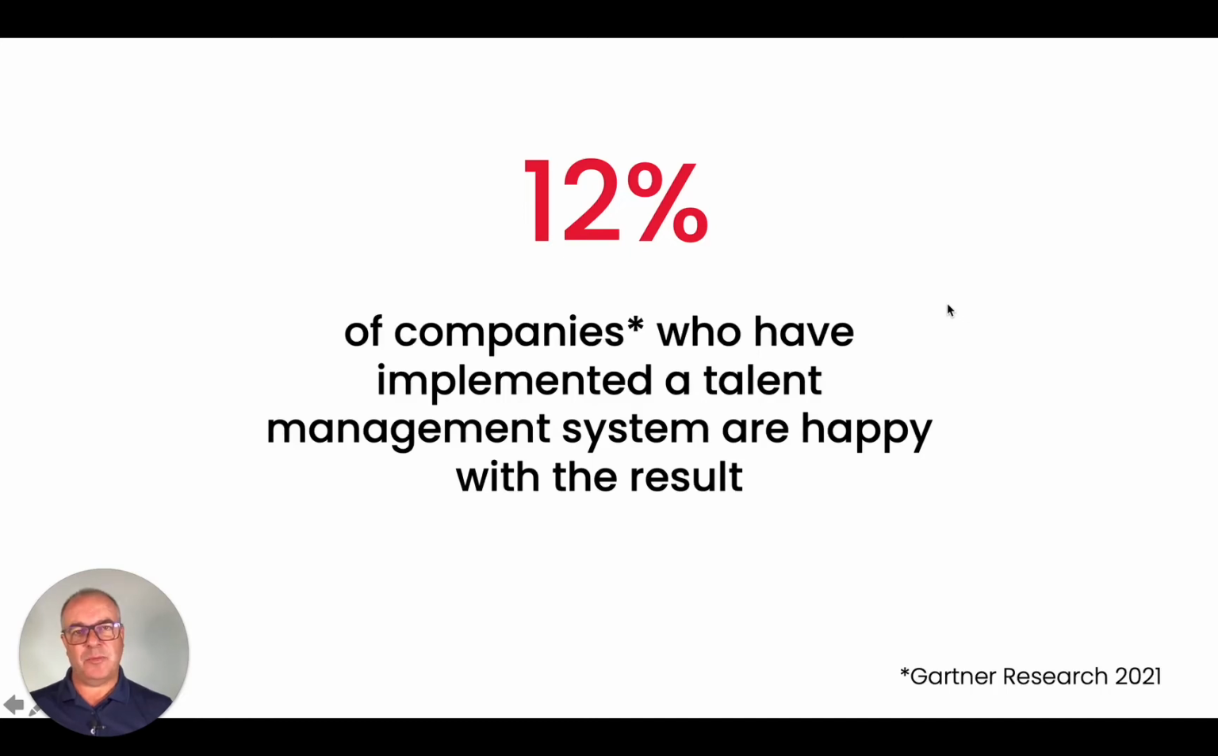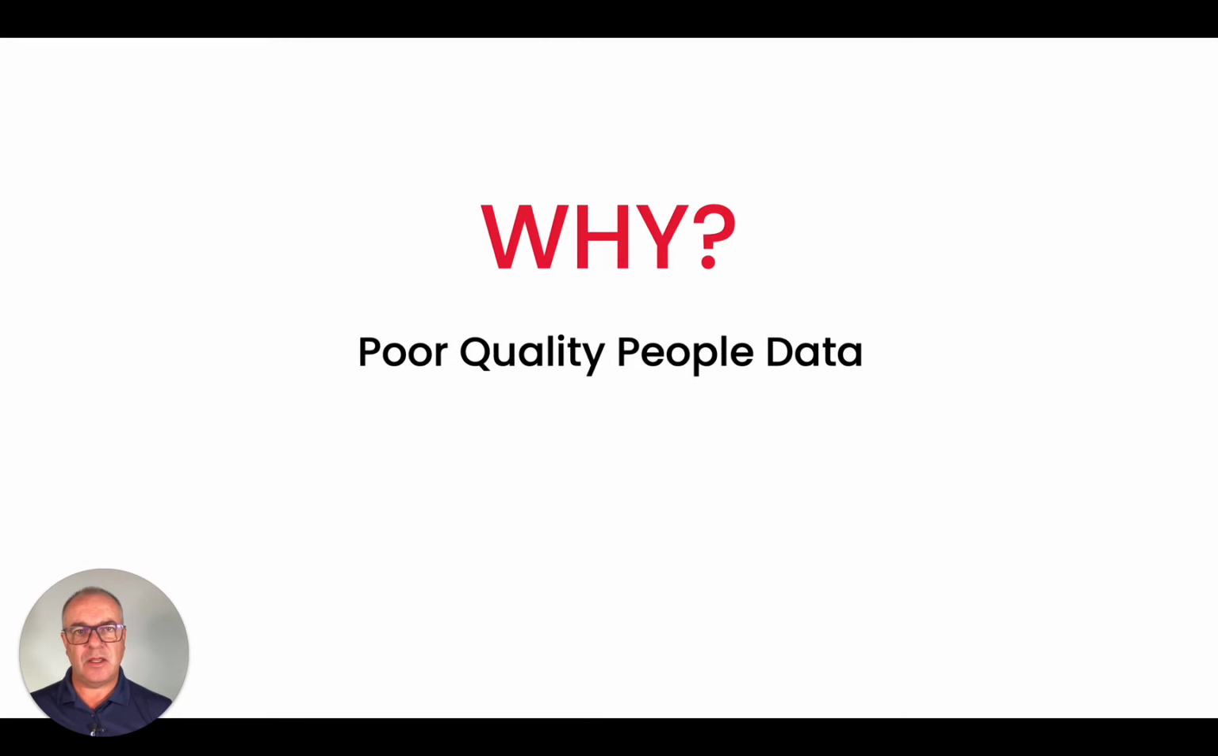Just 12% of companies that invest in talent management systems are happy with the results that they get. Why? Poor quality people data. A system's only as good as the data that's in it. There's really 3 issues around the data. 1, it's not there. 2, it's not accurate. And 3, it's not useful.